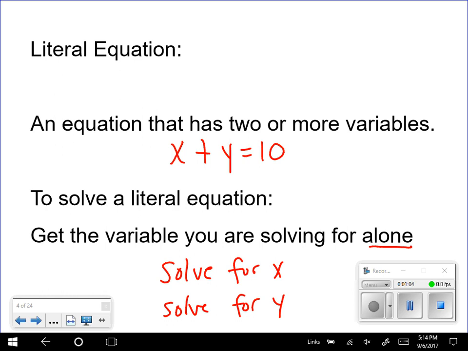Instead of numbers, though, we will see letters. And that's where people start to get confused. Try to remember, a variable is just like a number. We can treat it just like a number because it's just a number we don't know yet. So we can act like it's a number. So let's do some examples.